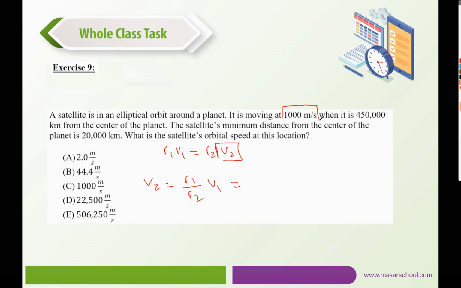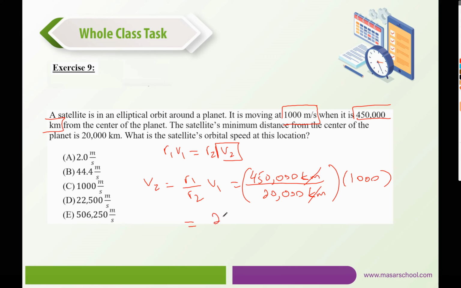Now this speed is related to this distance. And remember that the distance should be in meters, but here no need to convert because we're going to use the cancellation effect. Then 450,000 kilometers divided by 20,000 kilometers. Now both kilometers cancel and we multiply it by 1000. Now the speed should be in meters per second. Plugging that on the calculator, it's given by 22,500 meters per second, making D the correct answer.